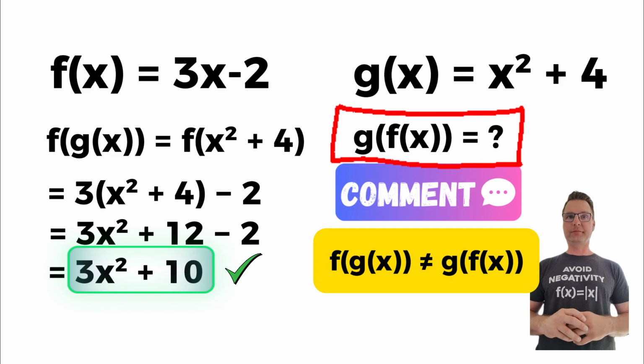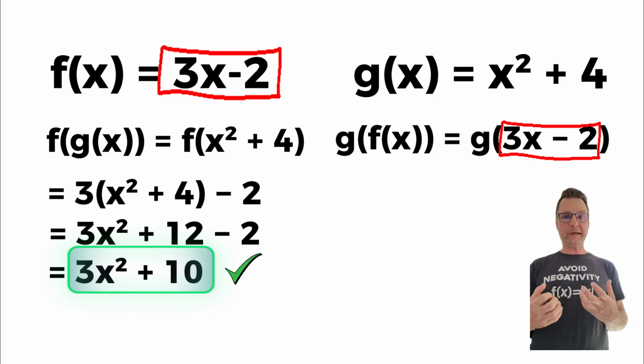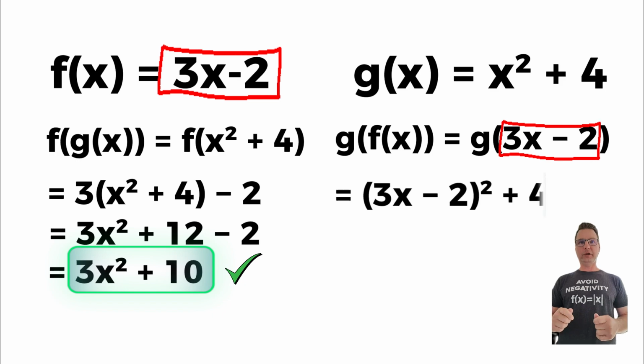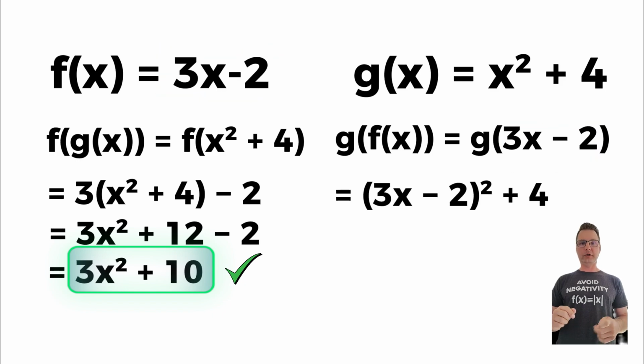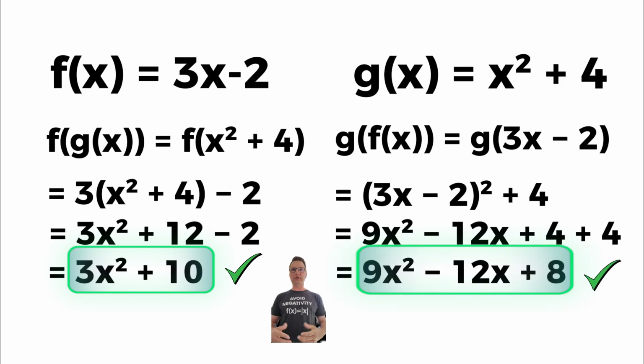Alright, let's check it. Since f of x equals 3x minus 2, we substitute that into g. So we get g of f of x equals (3x minus 2) all squared plus 4. Now expand the square. (3x minus 2) squared becomes 9x squared minus 12x plus 4. Then we add the 4. So the result is 9x squared minus 12x plus 8.